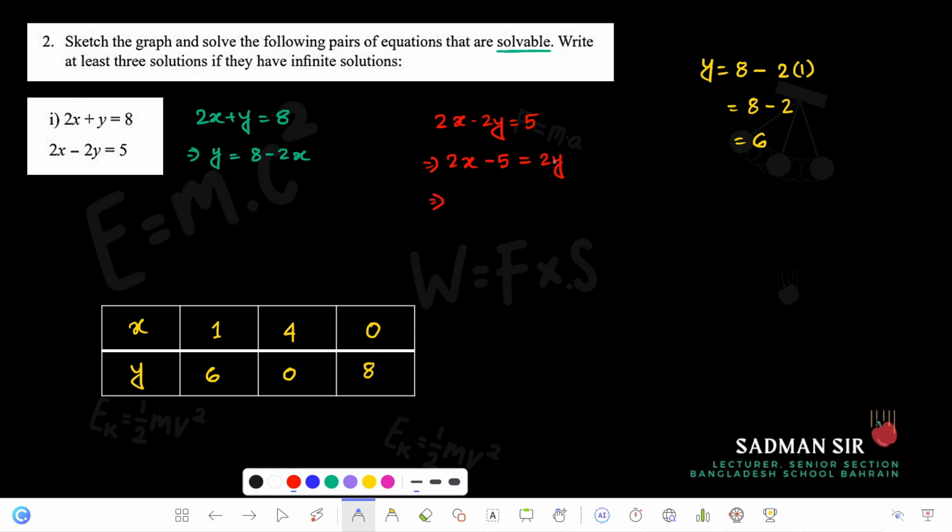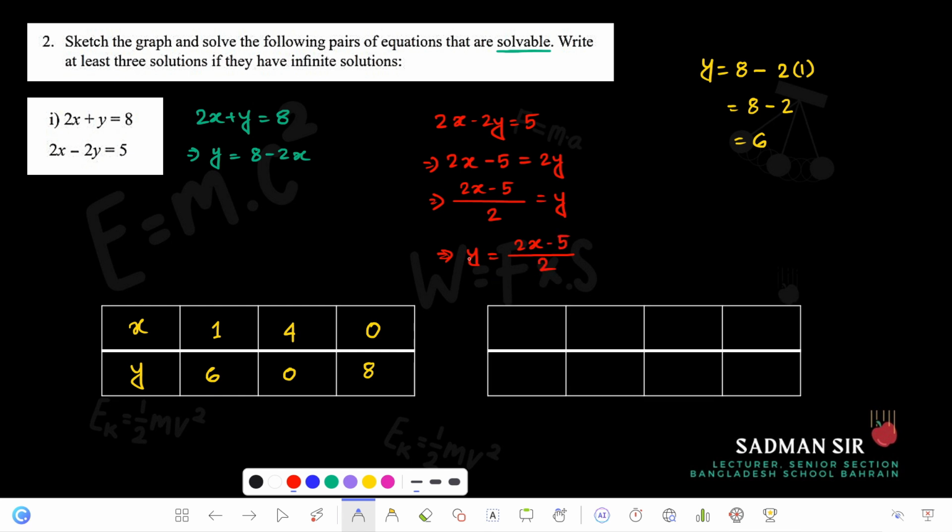Now not 2y, I need to develop an expression for y only. So this 2 that is multiplied with y, I need to change the side of it. So 2x minus 5 divided by 2 is equal to y, or I can write y is equal to 2x minus 5 divided by 2. Now based on this equation, we need to develop another table.